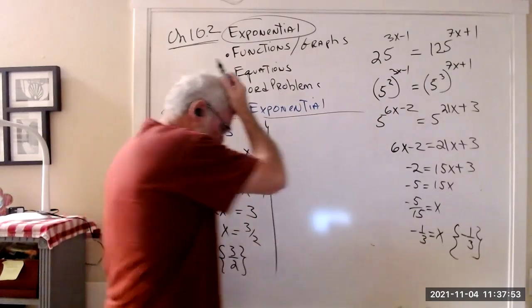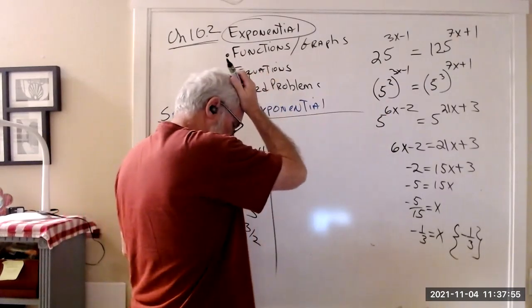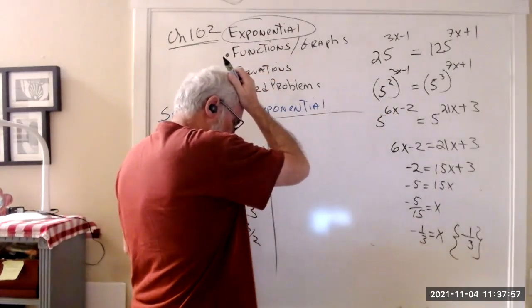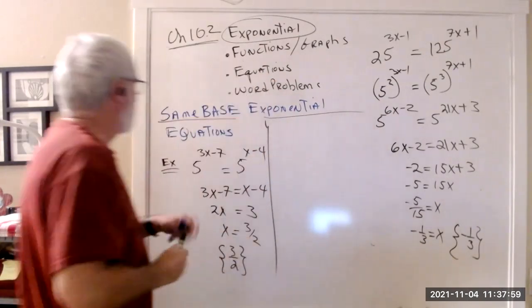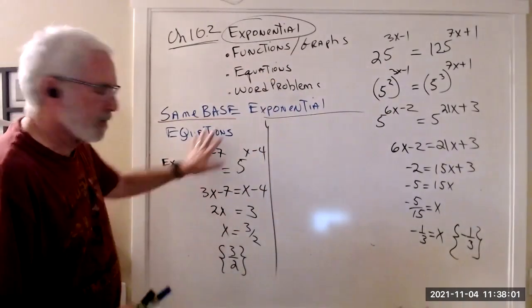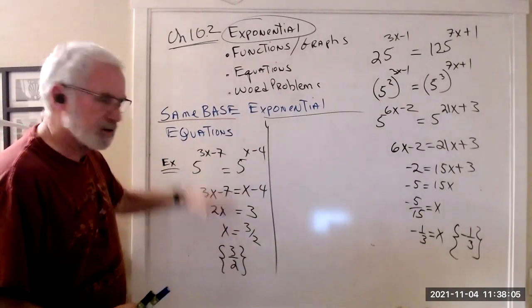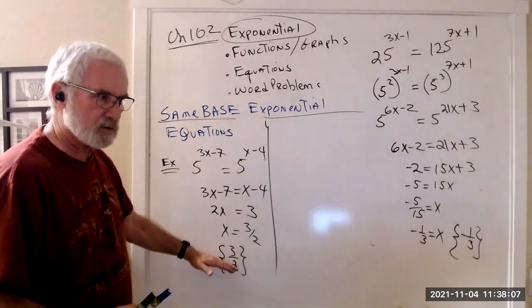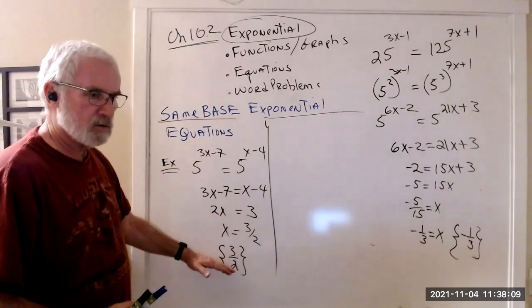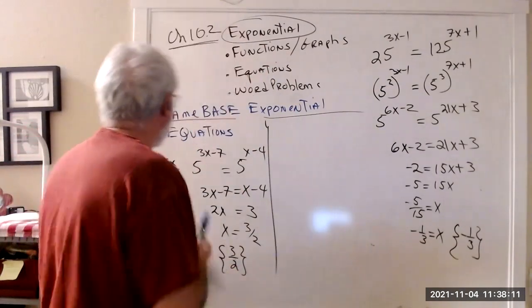What if I had... can I erase this equation here? I'm going to need more room for this next example. Anybody have a question about this first example I used?